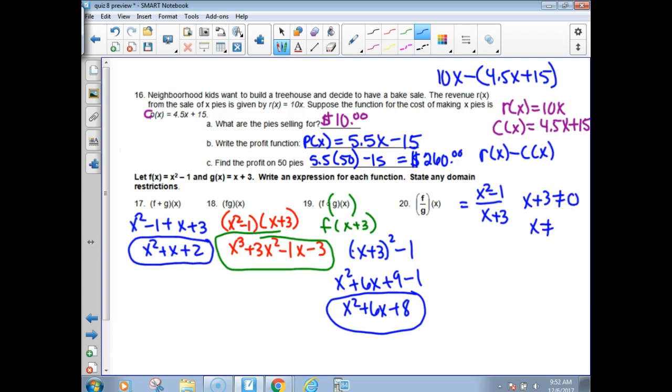So x cannot equal negative 3, which means the domain changed from negative infinity to infinity to negative infinity to negative 3, not including the negative 3, and negative 3 to infinity. So the only restriction is x can't be negative 3. And that's because the denominator can't have 0 in it.